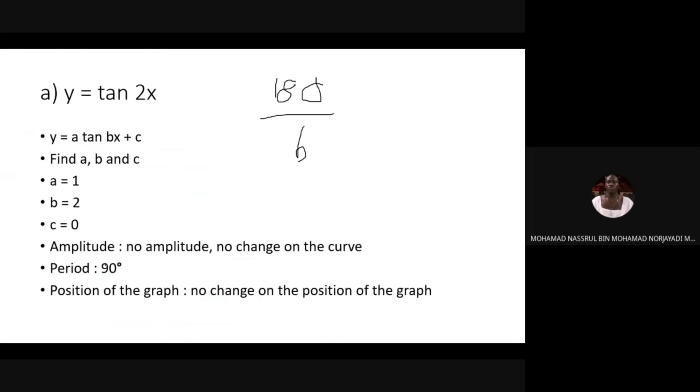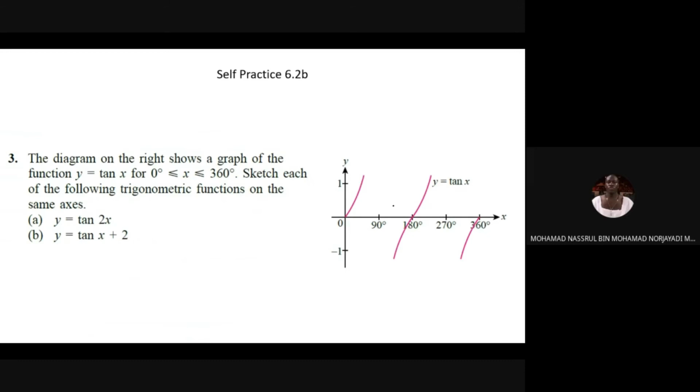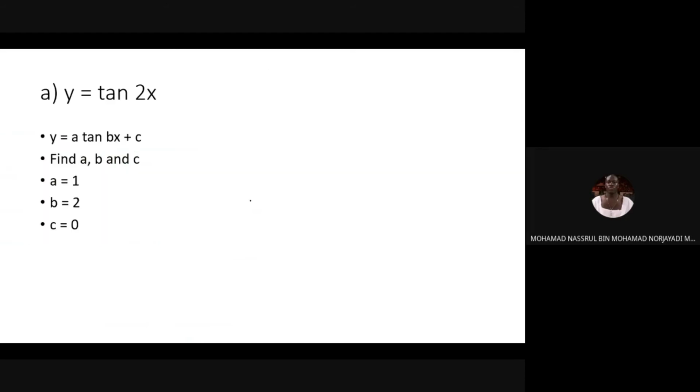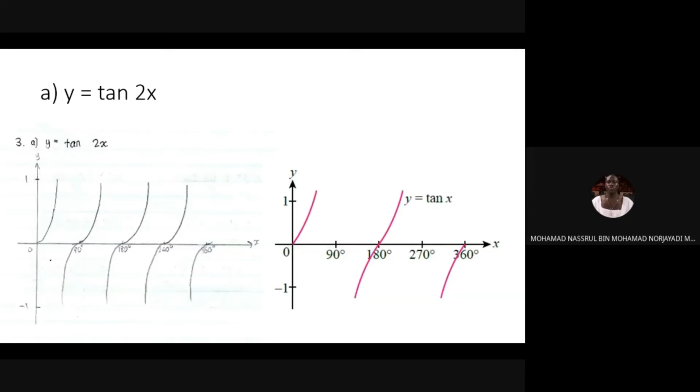So what does it mean by the period being equal to 90 degrees? It means that within the range of 90 degrees, the graph will complete its full cycle. It means like this. Instead of this being 180, the graph is full at 180, so when it's 90, the graph will be full right here. Once you found all of this, now we can draw the graph like this. Any question for this? Question A. No. Okay. Very clear.